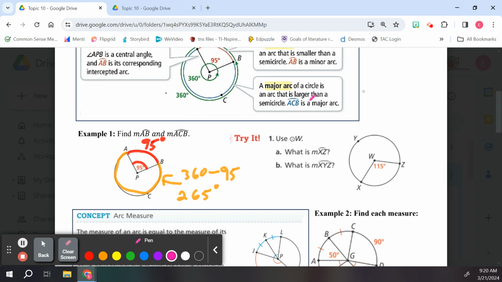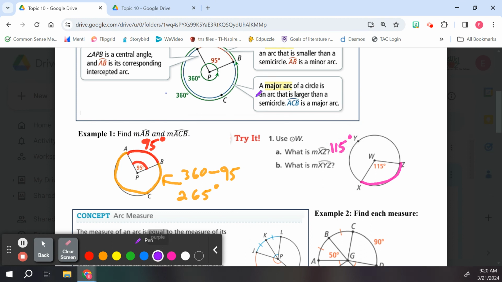So now let's do a shout out for this try it. It says use circle W. So here's circle W. They want us to find the measure of arc X to Z. What's it going to be? Who's got it? Good. 115. Very good.